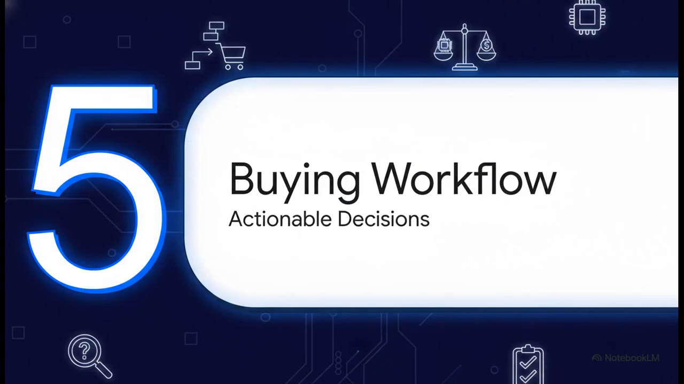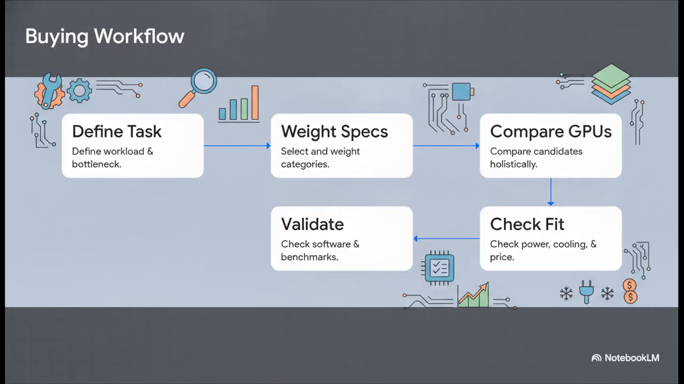All right, bringing it all together with Section 5, Practical Buying Workflow. Let's make this actionable. By strictly following these 6 steps, you can completely bypass the marketing hype. First, you define your job and find the actual bottleneck. Second, you weight the specific parameters that matter to you. Third, compare your candidates across our 4 layers. Fourth, verify the physical and financial constraints of your deployment. Fifth, always check the software drivers. And finally, sanity check against real-world benchmarks for your specific task. That's how you guarantee you're matching the entire hardware ecosystem to your actual operational needs.